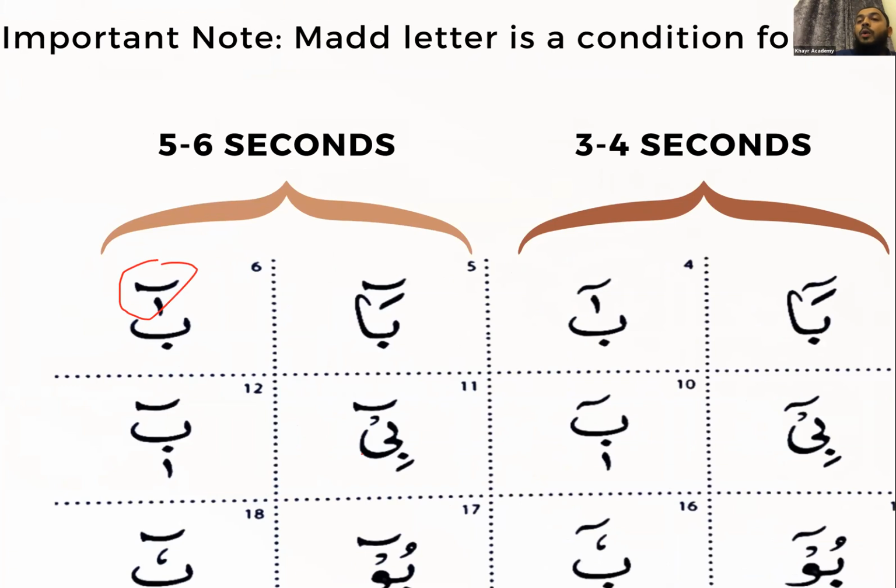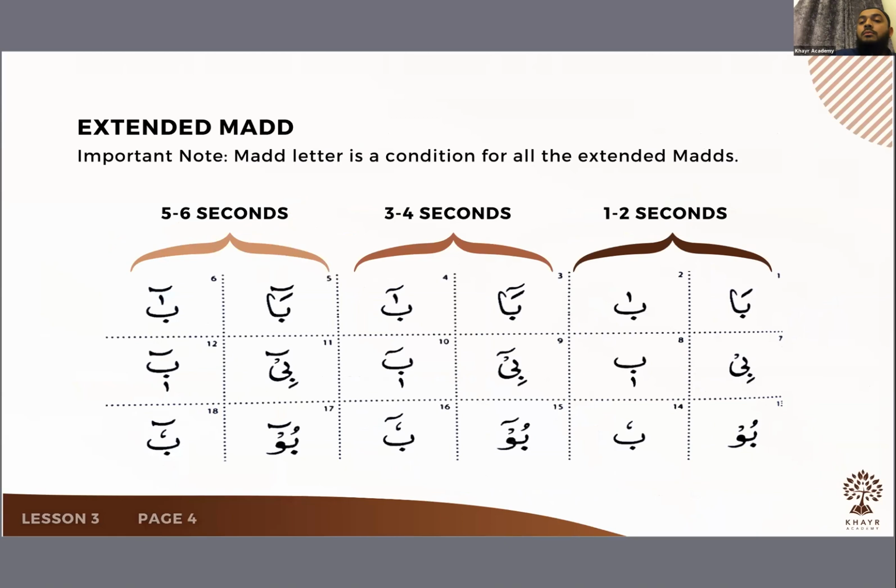Is that clear? When do you get these lines? I can explain it to you, but I just want you to recognize these lines. If it's a straight line, it's 5 to 6 seconds long. If it's a wiggly one, it's going to be 3 to 4 seconds. And if there is no line, it's going to be mad asli. Mad asli is how long? 1 to 2 seconds. Yeah.